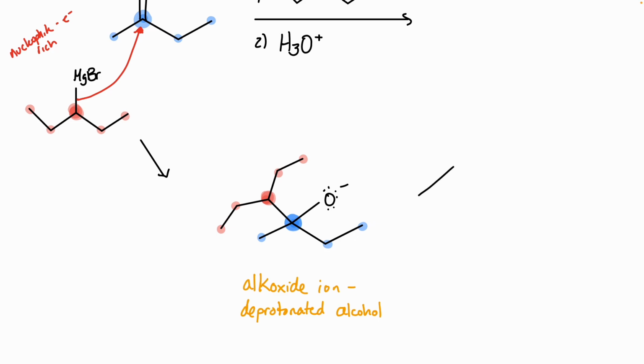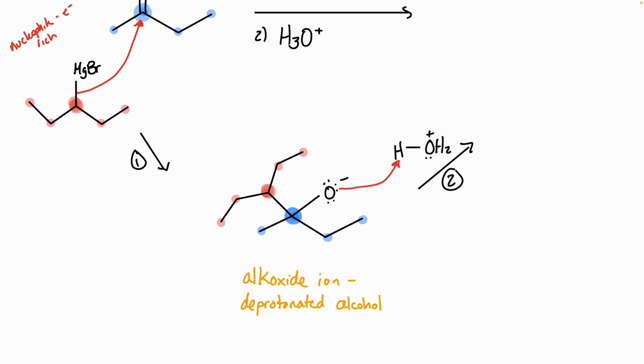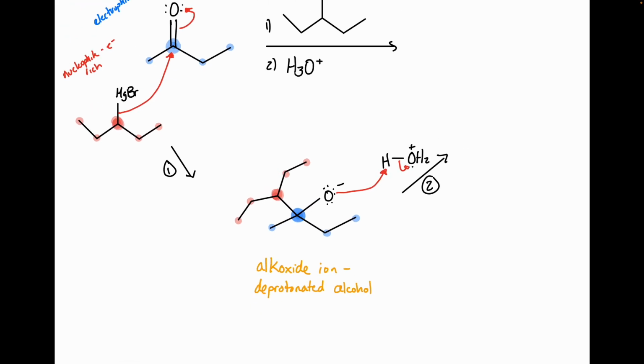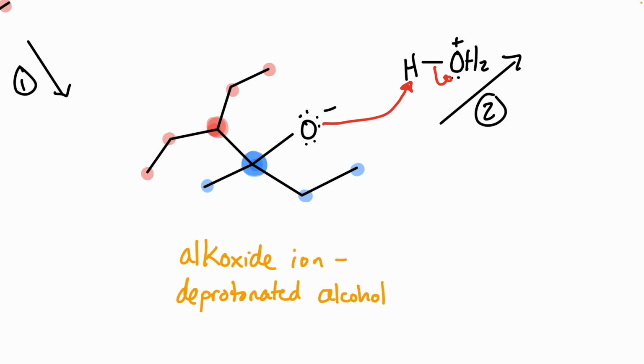And that last step, we got one more step. That would be step 1. Step 2, moving on here, is now when we add that hydronium, that weak acid, your acidic workup step. And what we're going to have here is just a simple acid-base reaction. That lone pair on that oxygen is going to reach out and grab that hydrogen. Real quick, let me get rid of all of my little colors here.